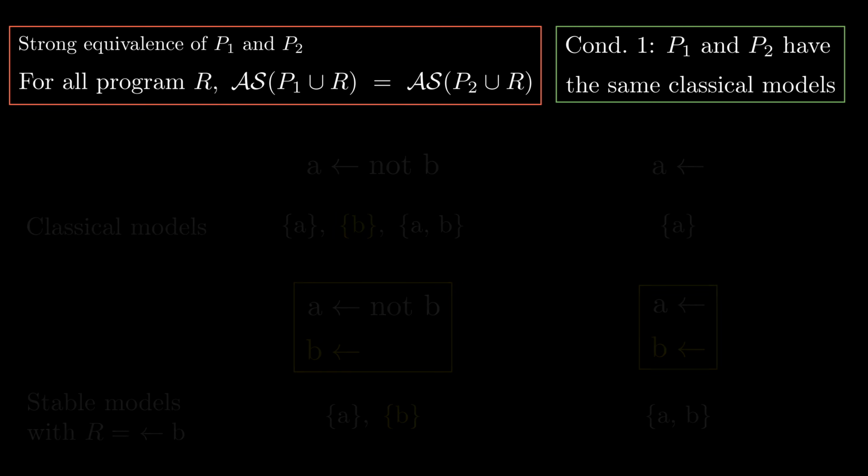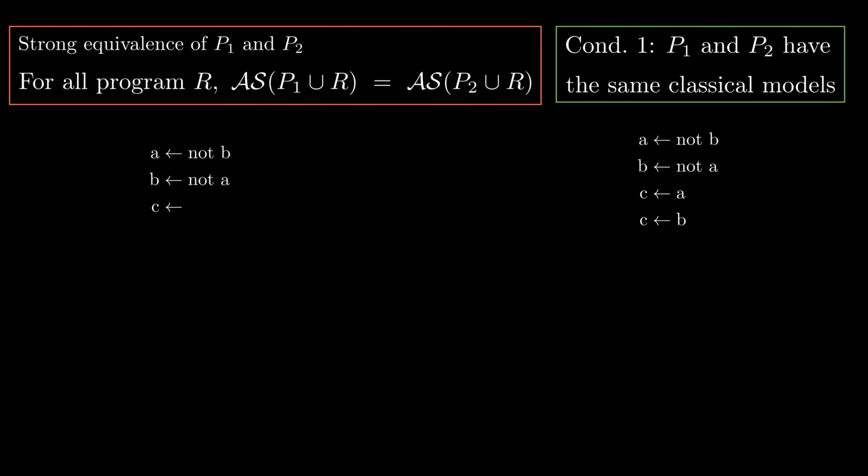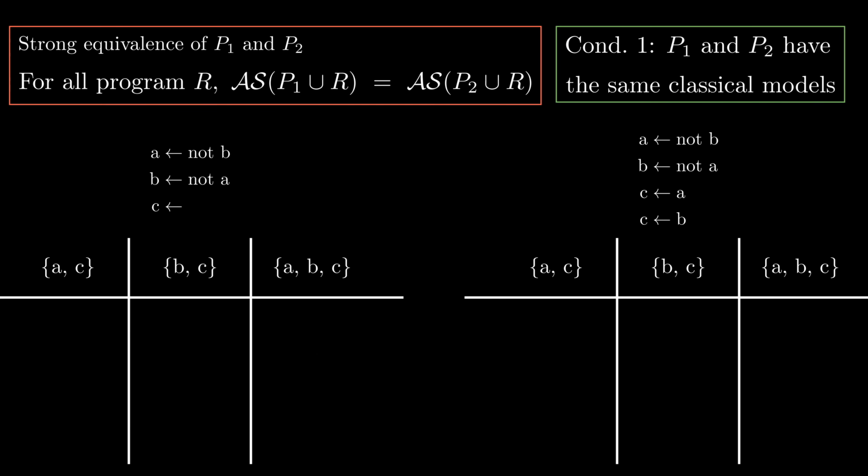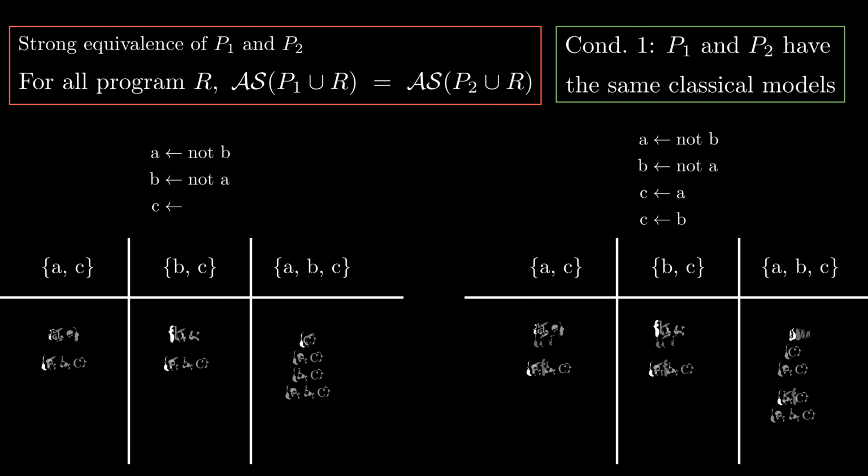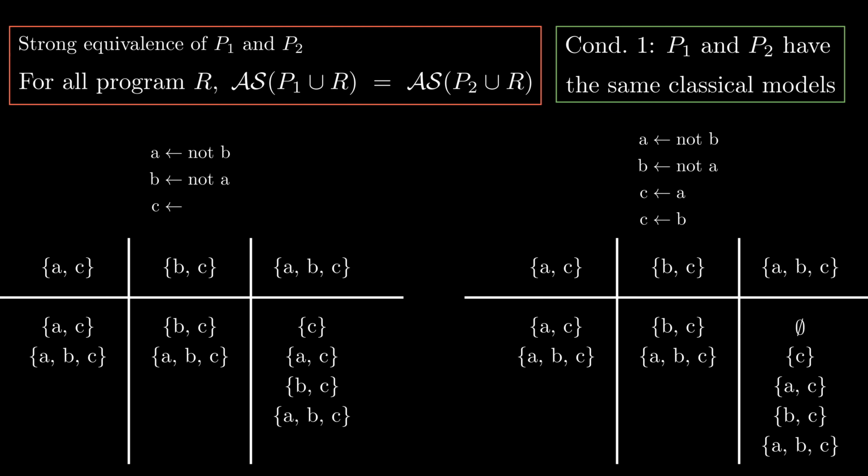For the second condition, you will have to take my word for it. For every classical model of the program, we take the corresponding reduct and then consider all the classical models of this reduct. The two programs are strongly equivalent if and only if those two tables here are exactly the same.